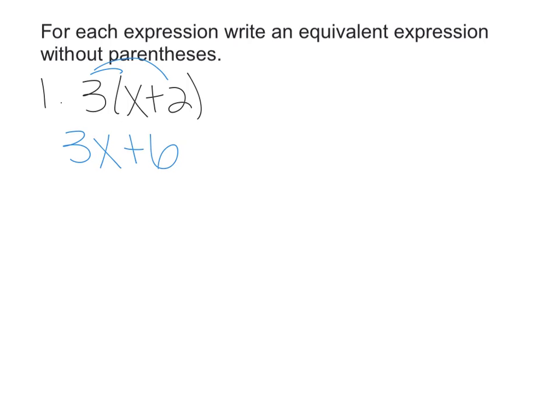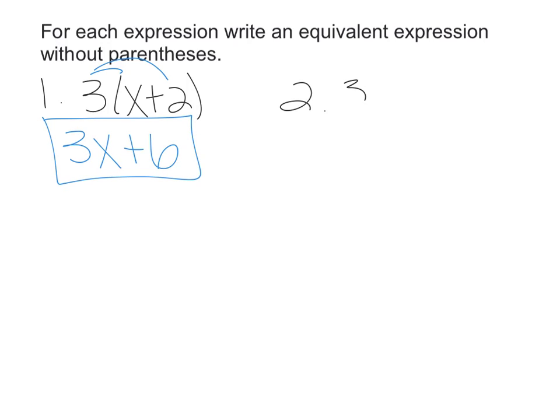Okay, so first one, if I have 3 times the quantity x plus 2. A lot of these are going to be really simple. To get rid of those parentheses, I'm going to distribute that 3. So I now have 3x plus 3 times 2 gives me 6. That's really all you have to do. Good practice to double check, make sure it's completely simplified, which that would be.